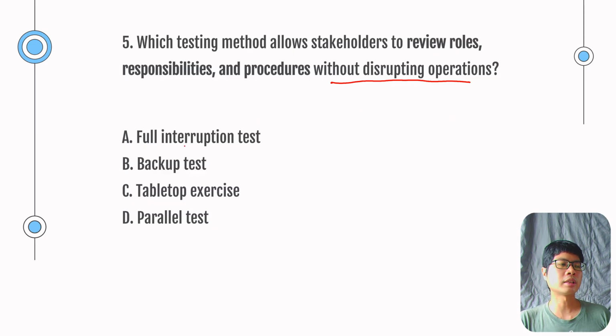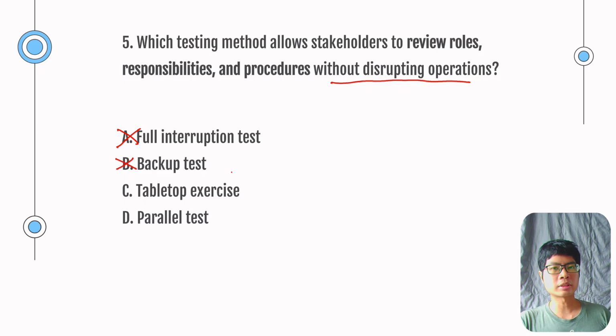Full interruption test, based on the language itself, you know that this would definitely disrupt operations. Basically, what you're doing is you're shutting down all the regular processes that are in use, and you are moving over to the backup processes. So this would definitely disrupt operations. When we take backup test, it doesn't really make sense here. There's no such thing as a backup test.